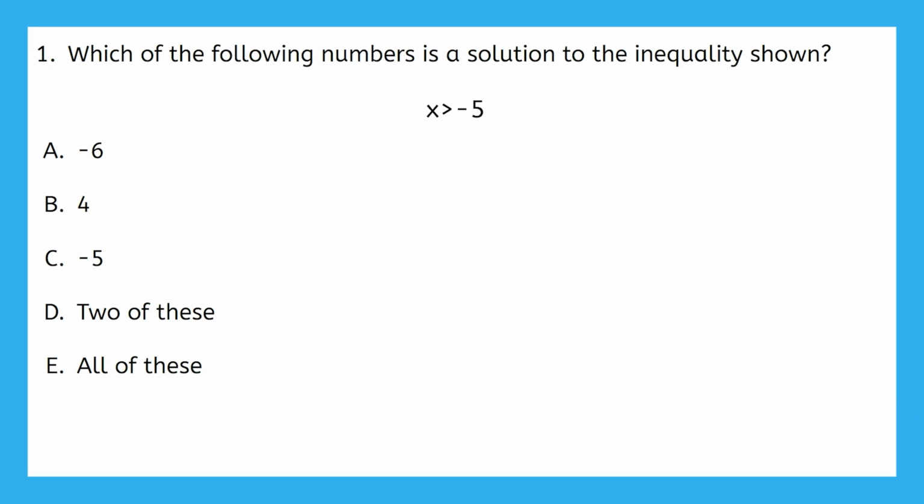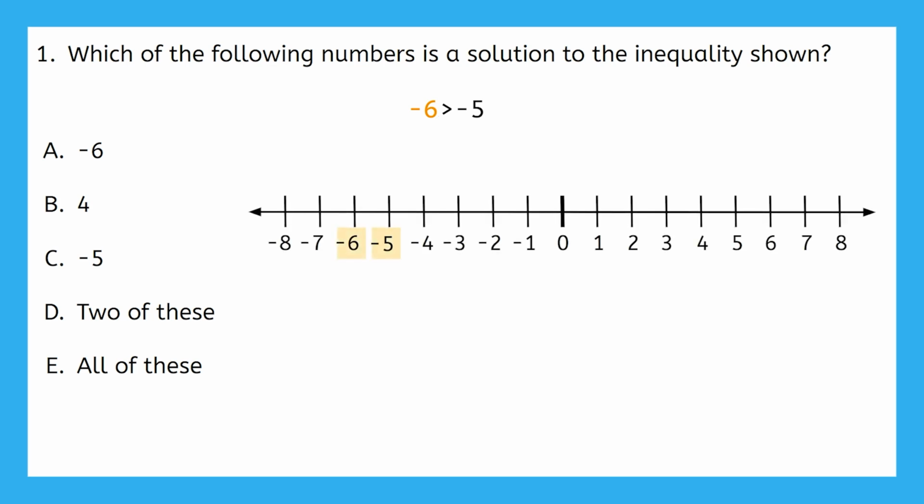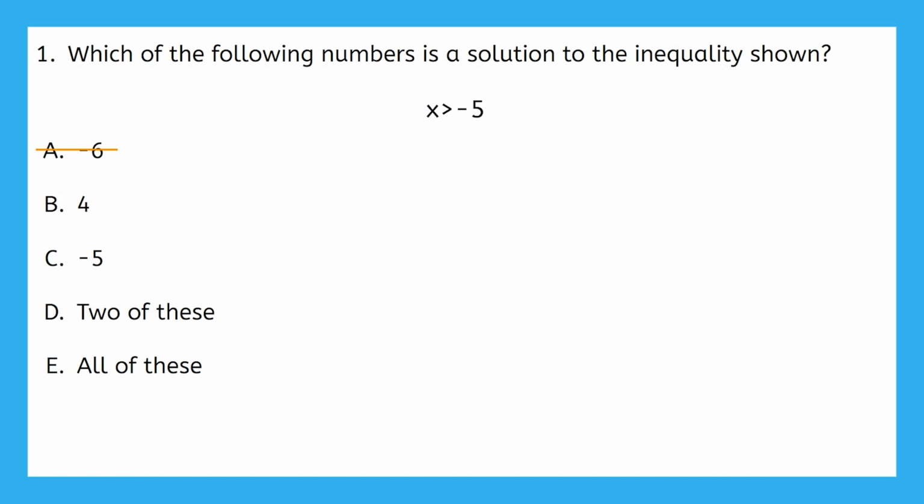We have to be careful here since we have negative numbers. If we aren't paying attention to the negative signs and read this as 6 is greater than 5, we would think that answer choice A is true. That's why we have to be careful with negative signs. This really says -6 is greater than -5. If we look at this on a number line, -6 is in fact smaller than -5, not greater than, like the inequality says. Since answer choice A is not correct, that means answer choice E is also incorrect.